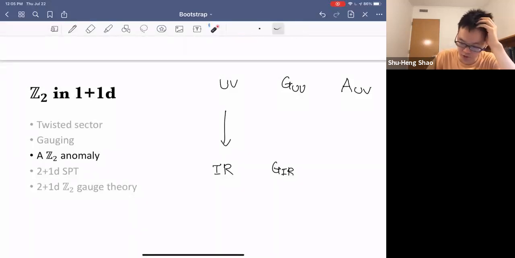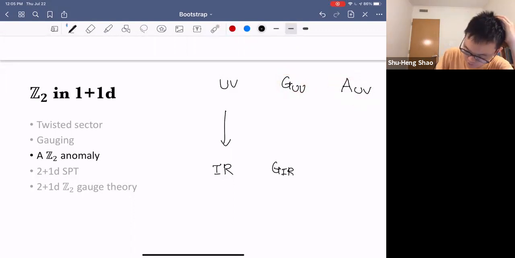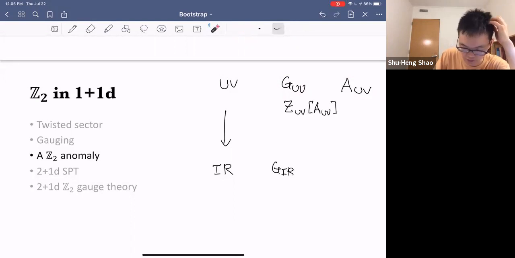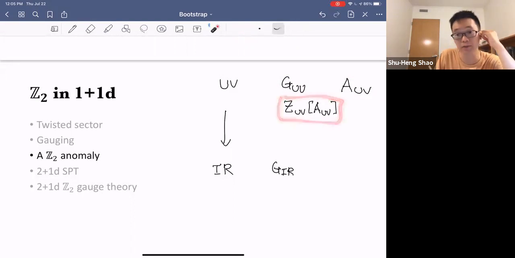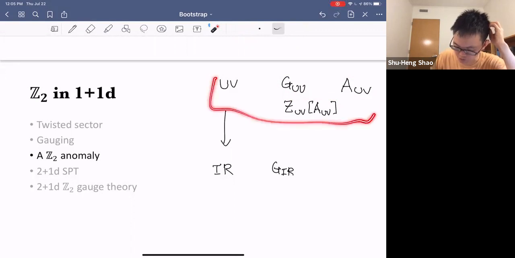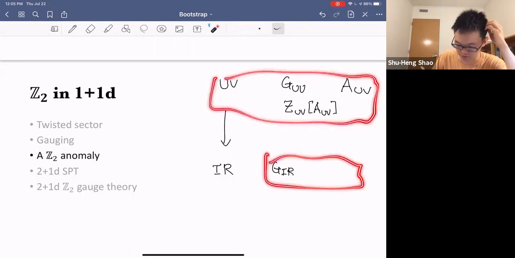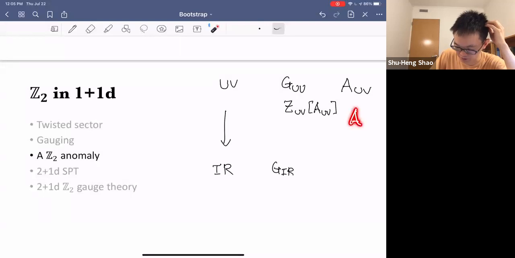And if the symmetry has an anomaly, you can detect that anomaly by analyzing the partition function coupled to the UV background gauge field. And you can detect the anomalous gauge transformation here. But as a UV person, you don't have access to the IR stuff. Right? It doesn't make sense to turn on the IR background gauge field in the UV. It was not there.